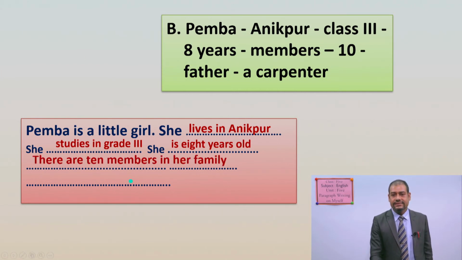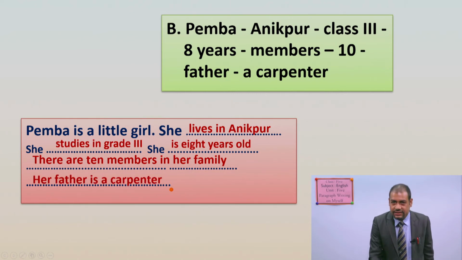There are 10 members in her family. So once again, please read with me also. There are 10 members in her family. Well, and another, we have father, a carpenter. So how did you develop a sentence for this clue? Your sentence should be like this. Her father is a carpenter. Her father is a carpenter.